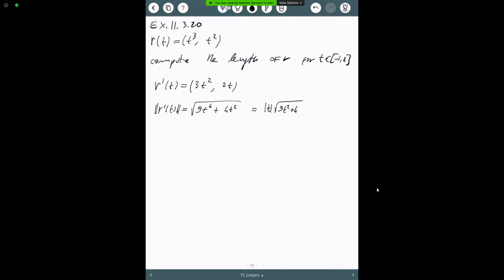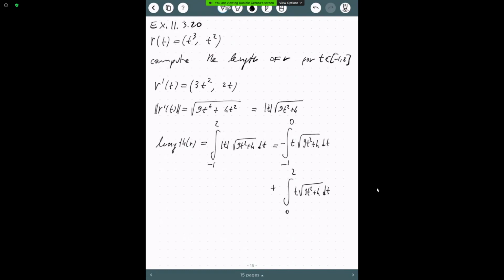Okay, so the length of r is equal to the integral between 0, actually no, between -1 and 2 of the modulus of t times the square root of 9t squared plus 4 dt. So I split the integral in two because now we have this modulus. I'll take a minus here, minus t, because when t is negative I put a minus in dt, and then I have plus the integral between 0 and 2 of t times the square root of 9t squared plus 4 dt.